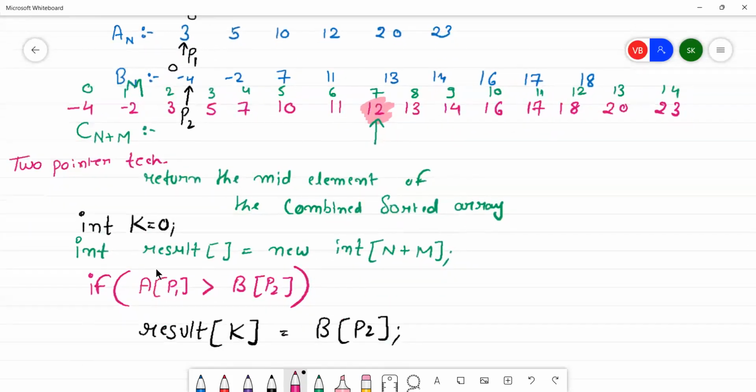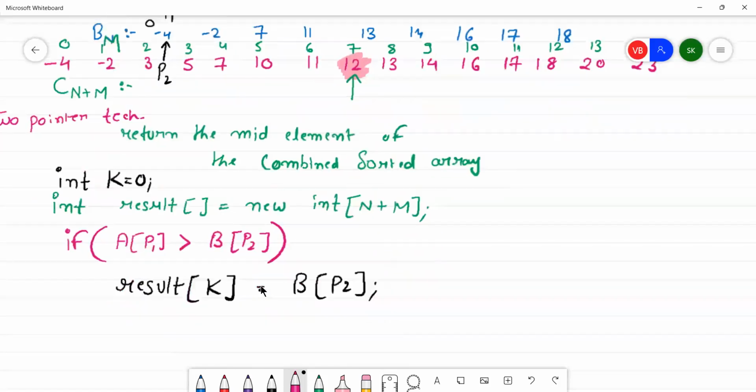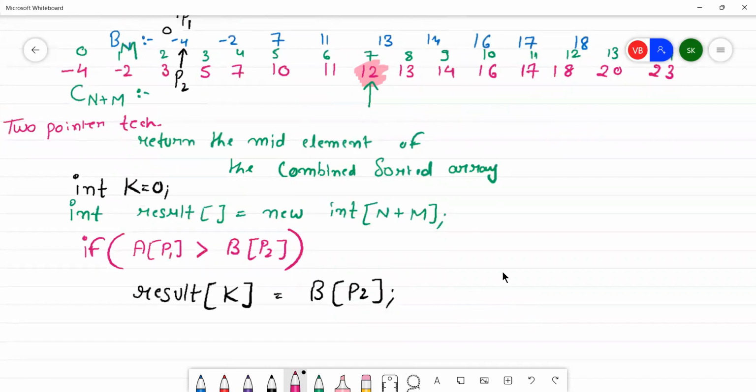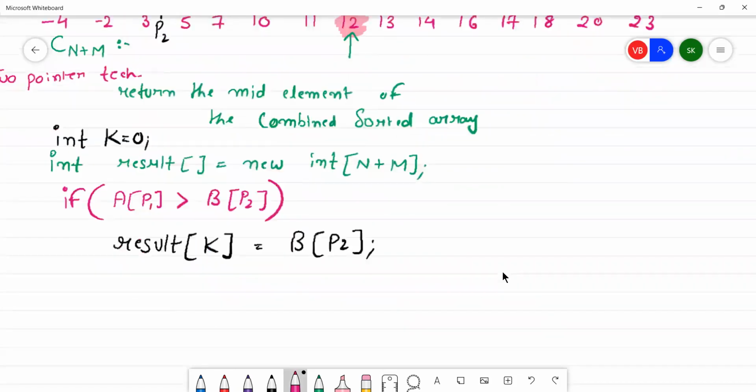Okay, so what I'm doing is I'm comparing both the starting numbers. The one which is smaller, I am assigning it to the result array. Clear? Okay. Now already this P2 index is taken. So we have to increase our P2 array to P2 plus plus, correct? Yes or no?